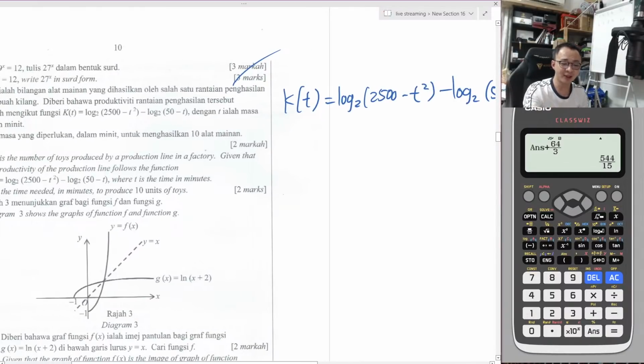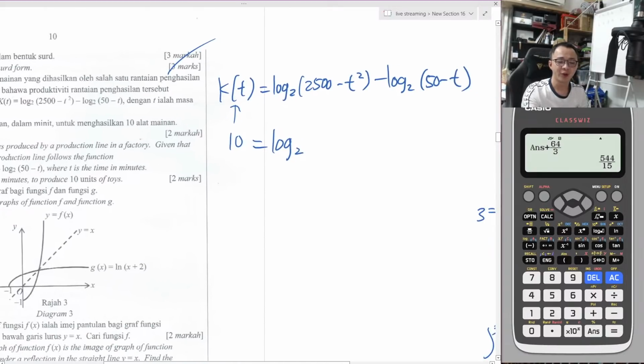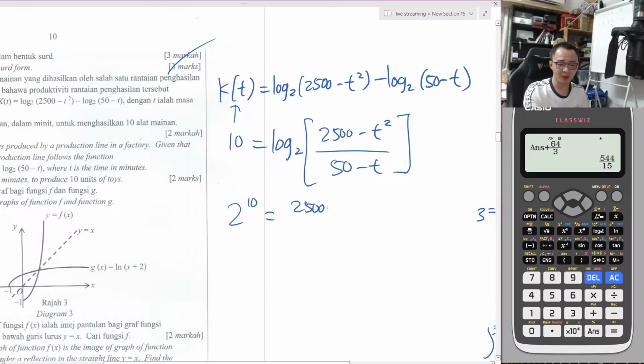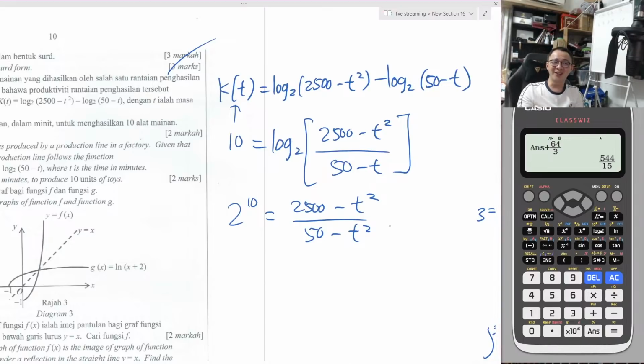So this one means K(t) equals 10. Here, for log 2, if I factorize, we know minus means divide. So we have 2500 minus t squared over 50 minus t. Then I can move my log 2 to the other side, become 2 power 10 equals this thing. I'm not sure why this one is only 2 marks. Maybe the examiner allows you to use the calculator to solve, or else you solve this manually. There's a lot of work you need to do here. 2 power 10 is basically 1024.